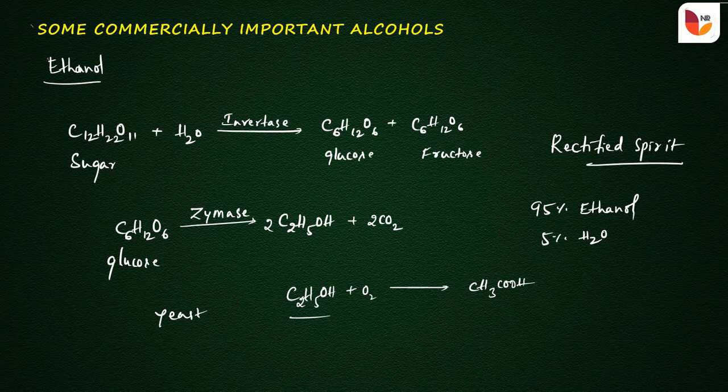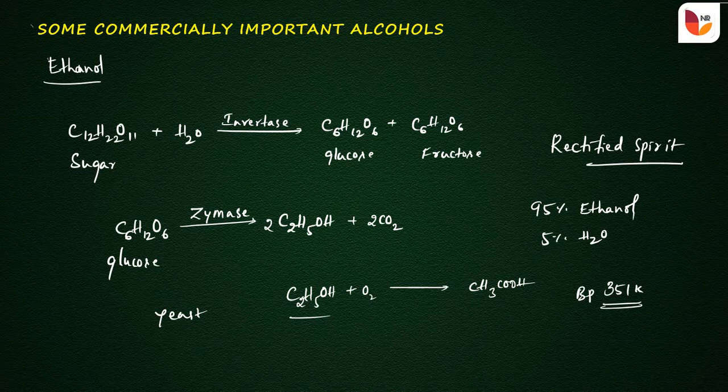And let us see the properties. Ethanol is also a colorless liquid and it boils at 351 Kelvin. That is, the boiling point is 351 Kelvin. And let us see the uses of ethanol. Like methanol, ethanol is also used as a solvent in the paint industries, and it is used as antifreeze.